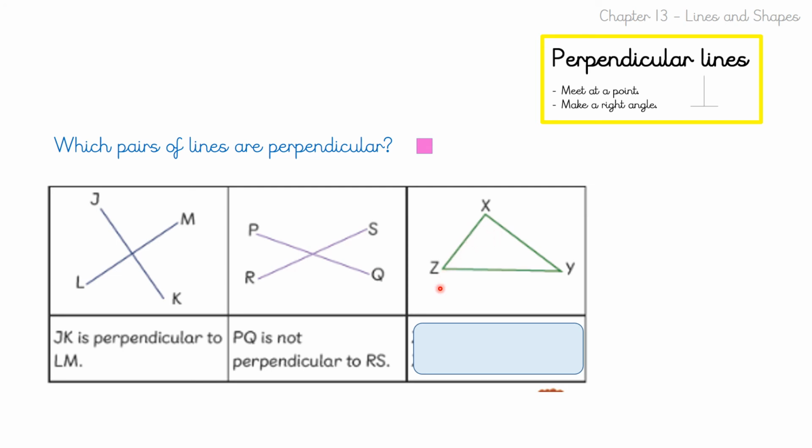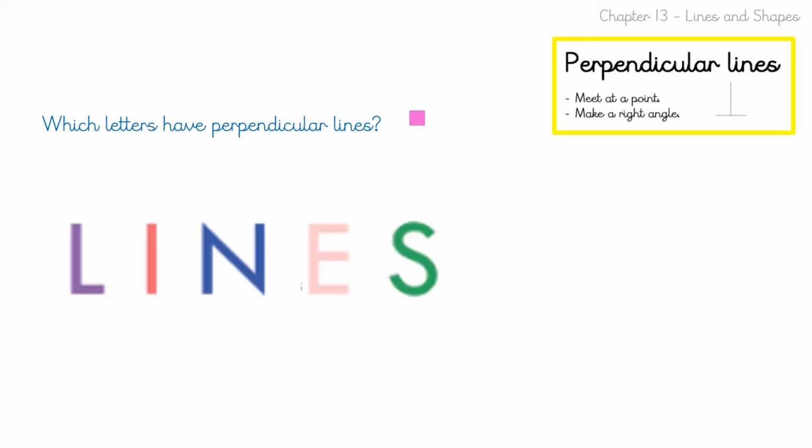So we can say that ZX is perpendicular to XY because they meet at a point and they make a right angle. Okay, so sometimes you might have to play with your right angle tester, or you might have to turn your workbook round to see if they make a right angle or not. Okay, so we're going to do one last activity before we move to our workbooks.